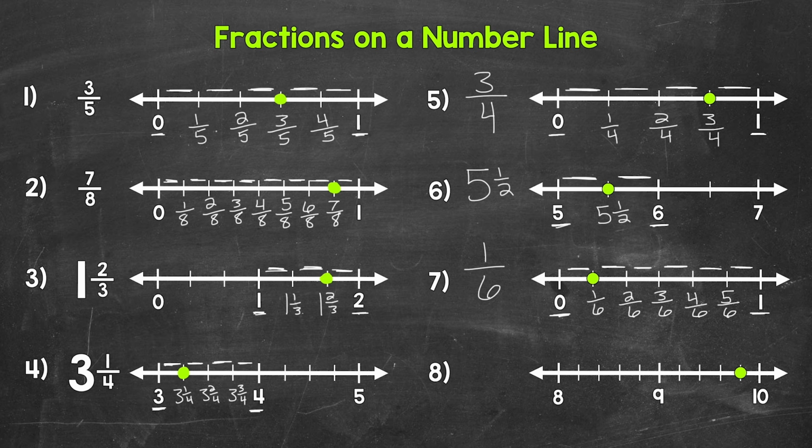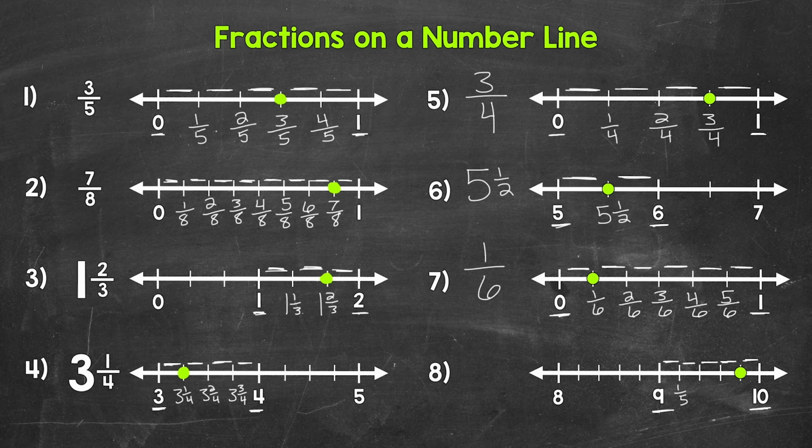Lastly, for number 8, we have another mixed number. This mixed number is in between 9 and 10. So greater than 9 and less than 10. We have 9, and then we need our fractional part. Well, we have 1, 2, 3, 4, 5 equal parts, so fifths. So this is 9 and 1/5.